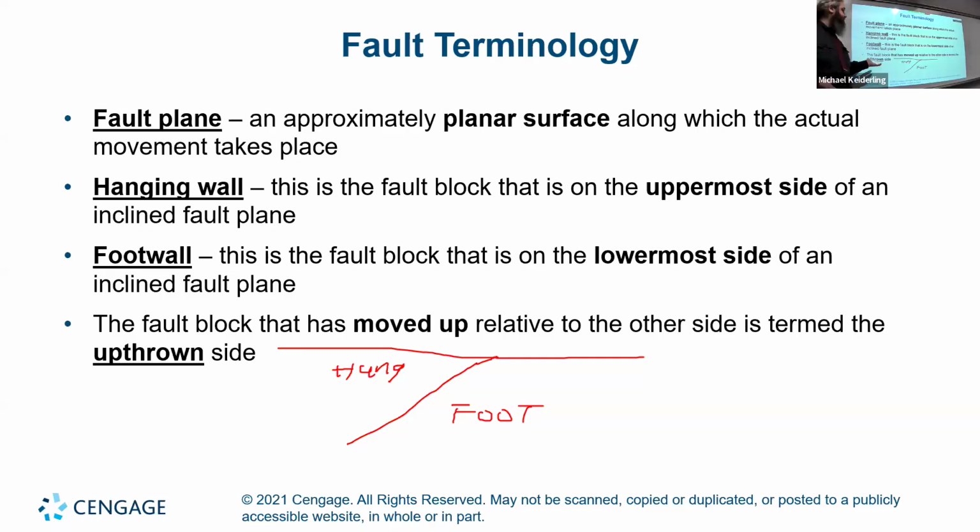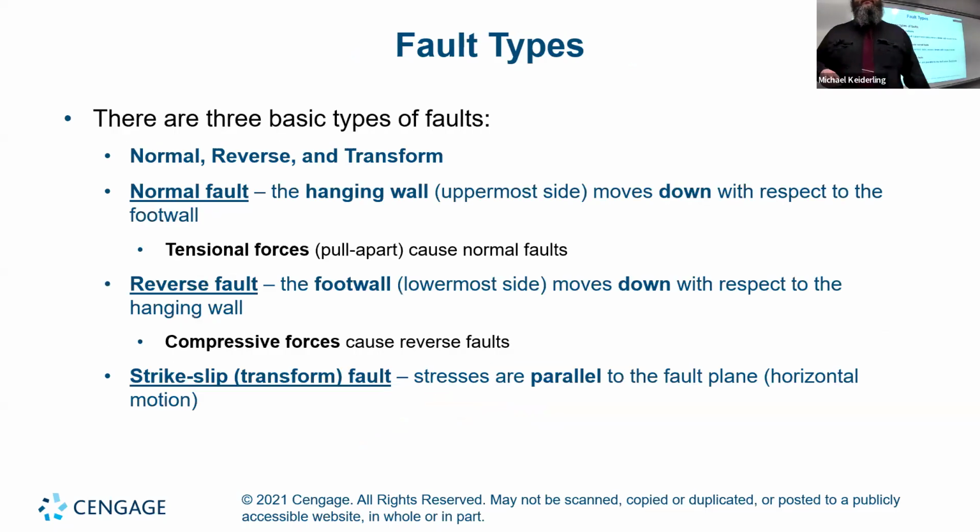And then one side is going to move up relative to the other, depending on how the fault moves. If the fault is moving up and down, the one that moves up relative to the other is called the upthrown side. It could also just be sliding side to side. The upthrown side is not necessarily the hanging wall. It could be the hanging wall or the footwall that gets upthrown. Either one could go up. And there are three basic types of faults: normal faults, reverse faults, and strike slip or transform faults.